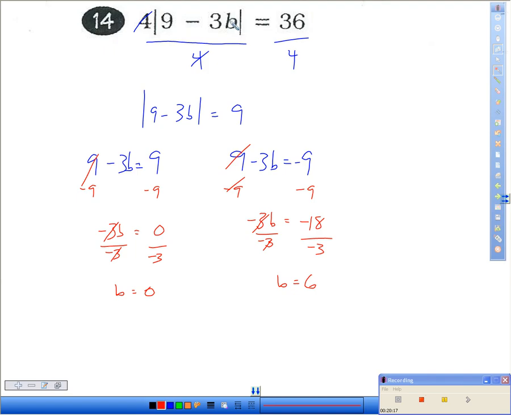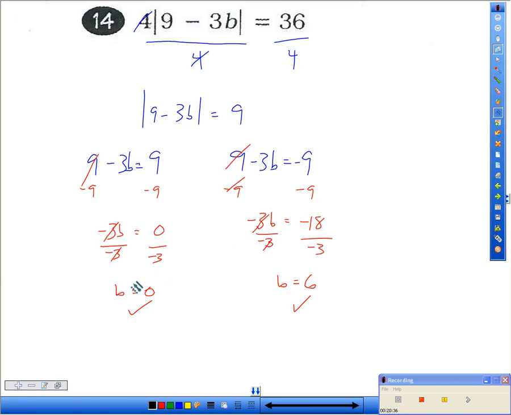3 times 6 is 18. 9 minus 18 is negative 9. The absolute value of negative 9 is positive 9. Positive 9 times 4 gives us 36. So we've checked both of our solutions and know that those are right.